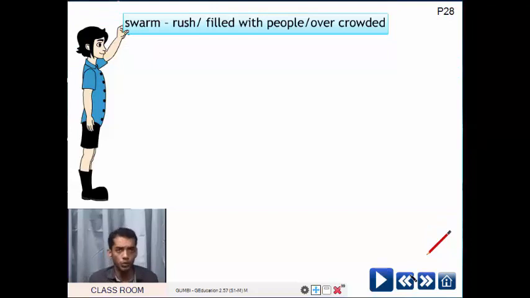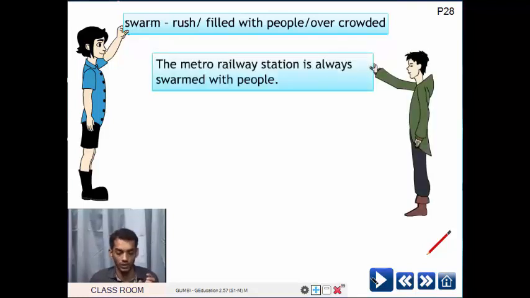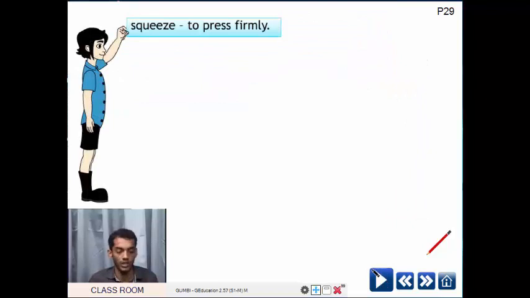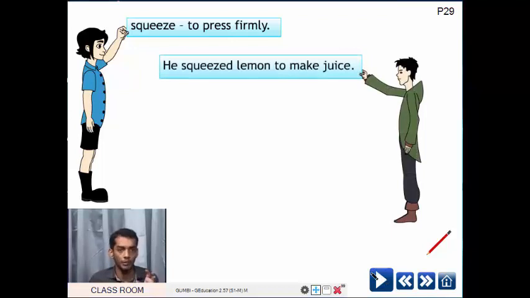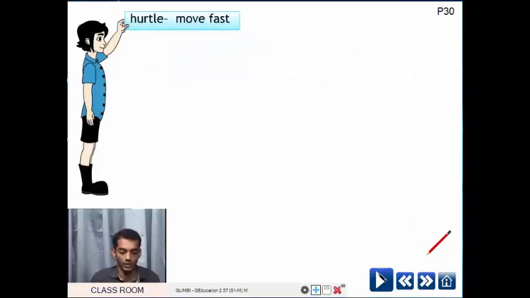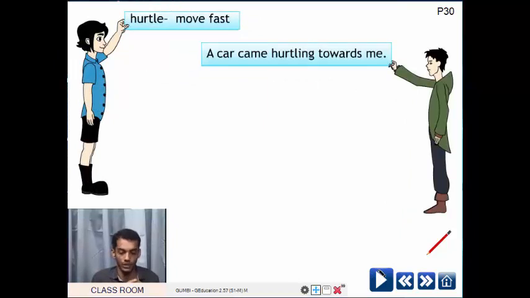Now look at the word swarm. What does it mean? It means a rush filled with people and overcrowded. The metro railway station is always swarmed with people. Squeeze. Squeeze means to press firmly. You squeezed a lemon to make juice. Hurtle. Hurtle means move fast. A car came hurtling towards me.